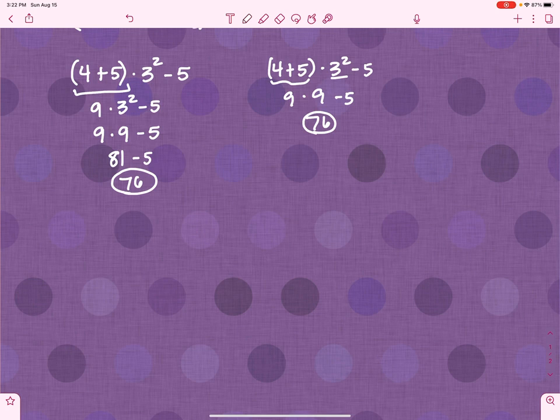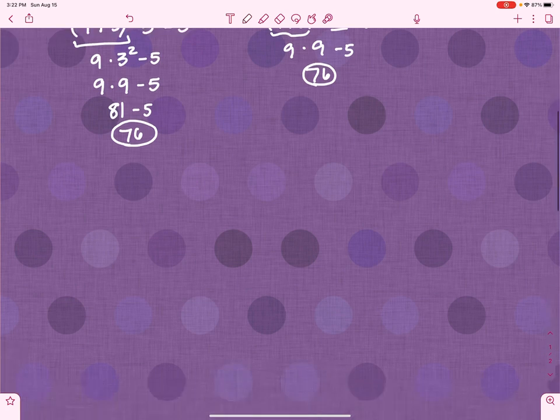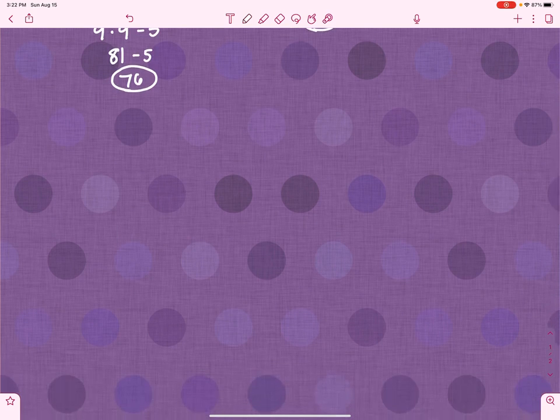Okay, let's look at some more examples, because the more you see this, the better you're going to feel about it, in theory. Okay, so let's say we've got 14 divided by 7 times 5 minus 3 squared. Okay, well, I don't have any parentheses, but I do have some exponents here.